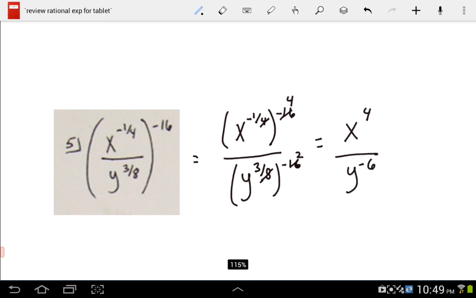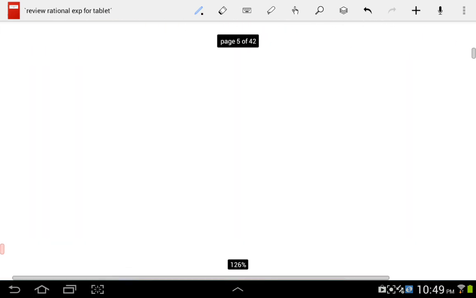Now there again, I can't have this negative exponent right here, so it's in the denominator. Okay, so I'm not going to move it to the denominator because it's already there. So if it's negative in the denominator, we're going to move it up to the numerator. And notice the 4 was positive, so I'm leaving it alone. So I move y to the 6th up to the numerator.